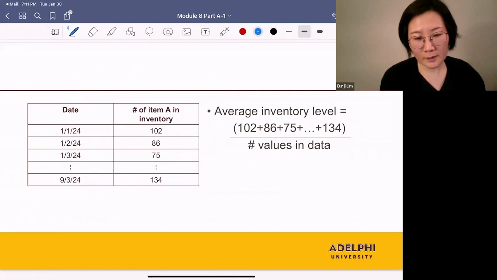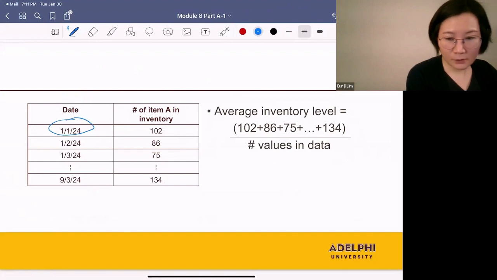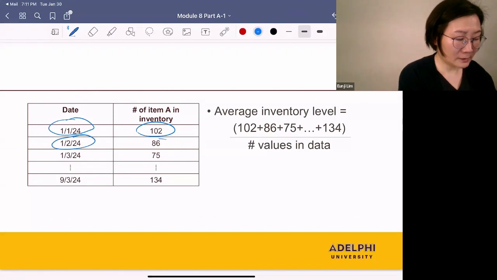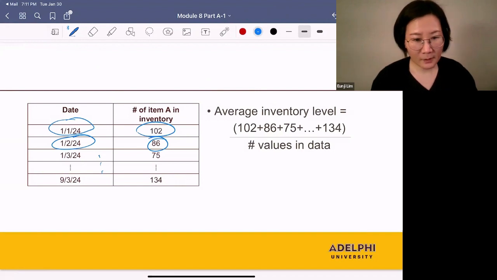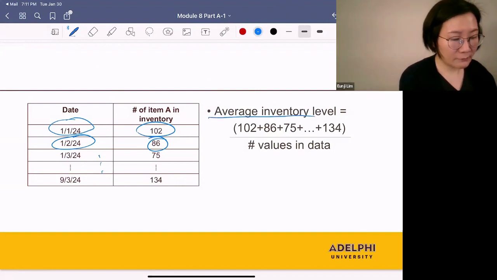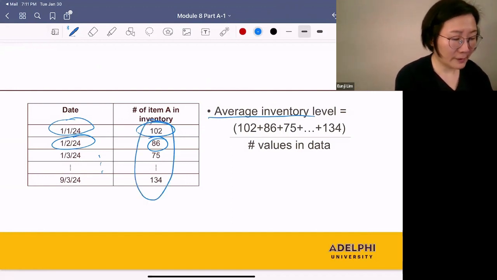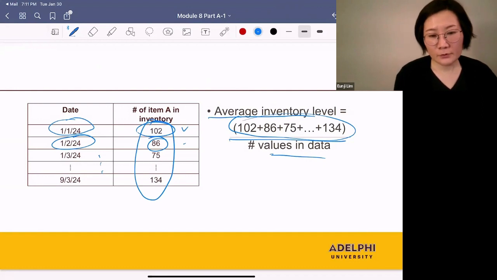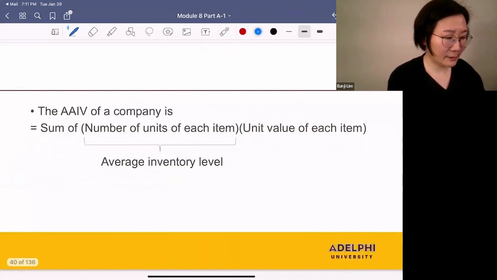Suppose you recorded the number of item A on stock every day. On January 1st, you had 102 units. The following day, you had 86 units, and so on. So these numbers are changing over time. So how can we compute the average inventory level over time? We compute the average of these numbers. You add them up and divide it by the number of values in your data set. So that's how you compute the average inventory level, the inventory level averaged over time.